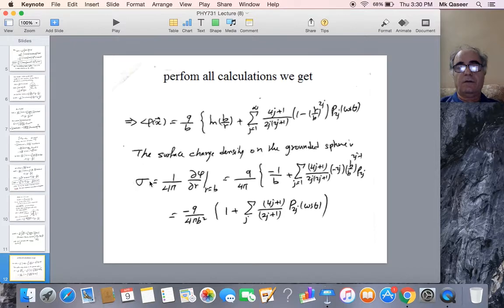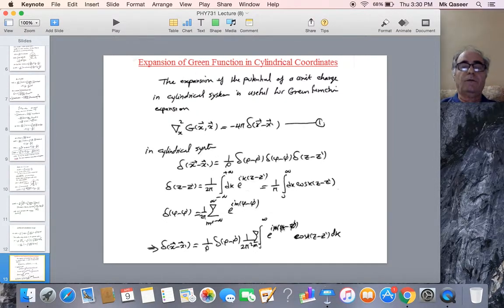We can also find the surface charge density on this grounded sphere of radius b by taking the derivative of this phi with respect to r at r equal b. We get this expression. Now let's move to expanding the Green's function in terms of cylindrical coordinates. We know this is the equation satisfied by the Green's function. The first thing is to write this in terms of the Dirac delta function and use the completeness relation, and then write g in the same manner as we write the Dirac delta function on the right hand side.